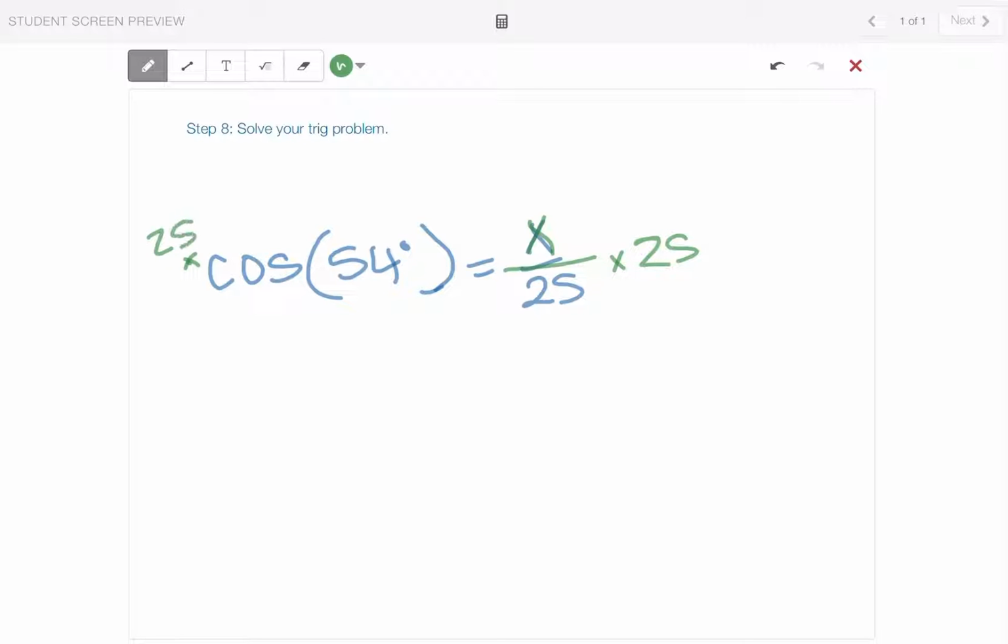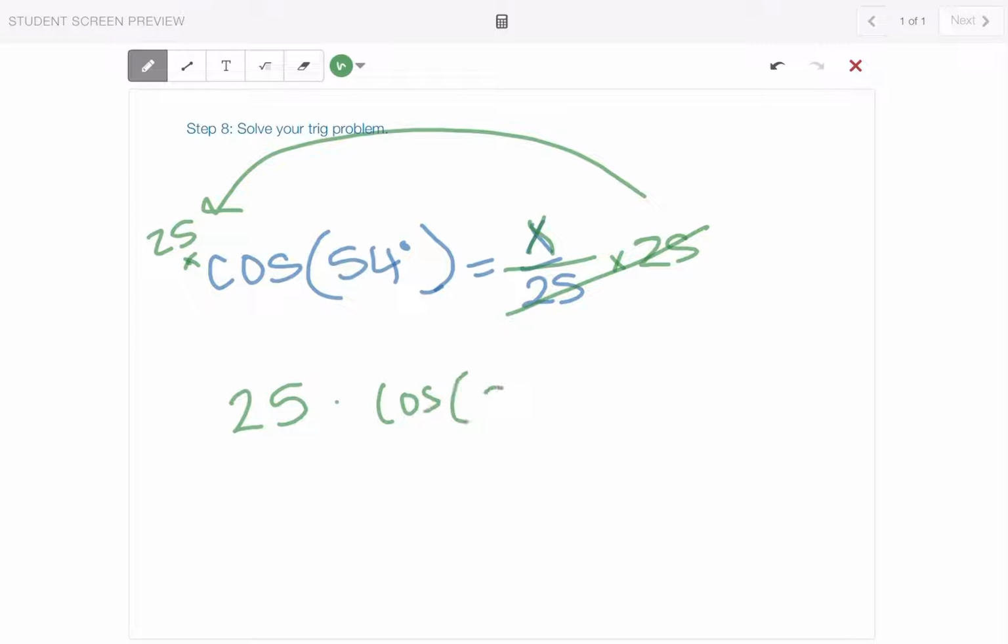Please remember that this is a form of balancing an equation. So whatever you do to one side, you have to do to the other to keep the values consistent, okay? By multiplying by 25, we're effectively canceling out the dividing by 25 underneath our x, and essentially moving it to the opposite side. So now what we're left with is 25 times the cosine of 54 degrees is equal to x.